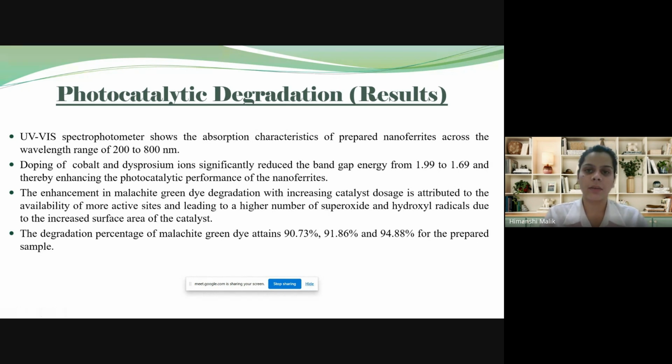And in the end, we find that by using cobalt and dysprosium doped barium hexaferrite, we can degrade malachite green up to 94.88%. That's all from my side.